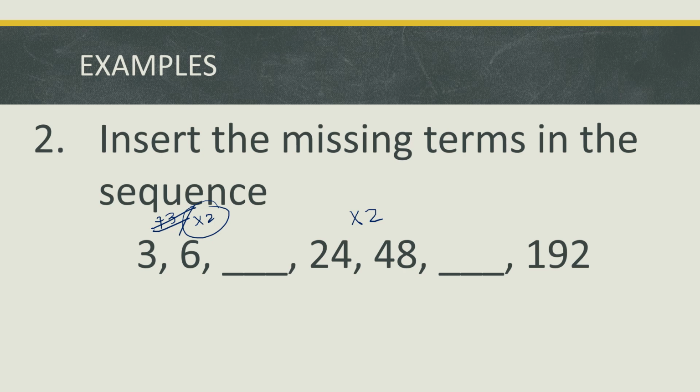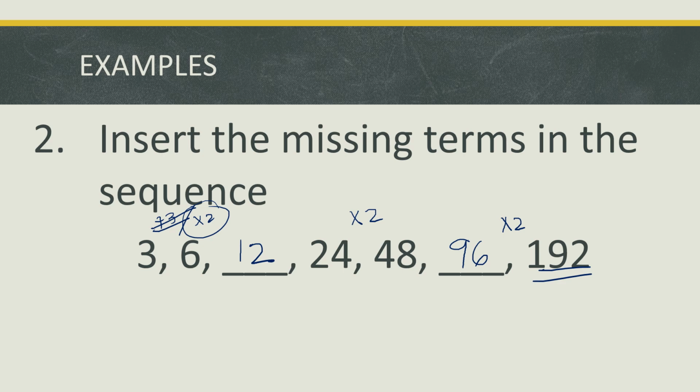So, 3 times 2, we have 6. 6 multiplied by 2, we have 12. 12 multiplied by 2, 24. And then times 2, 48. And then 48 times 2, that will give us 96. To check if 96 is correct, multiply it by 2, then you will get the last term of 192.